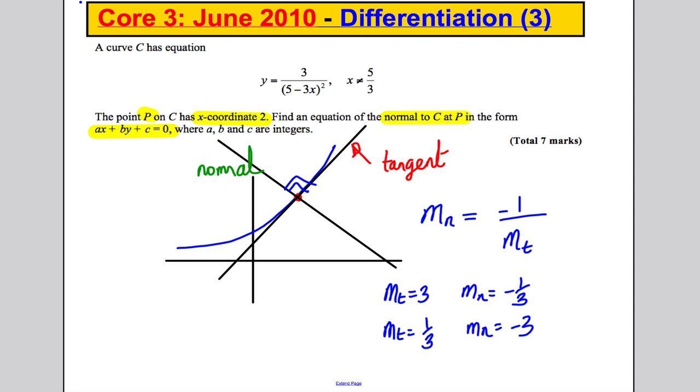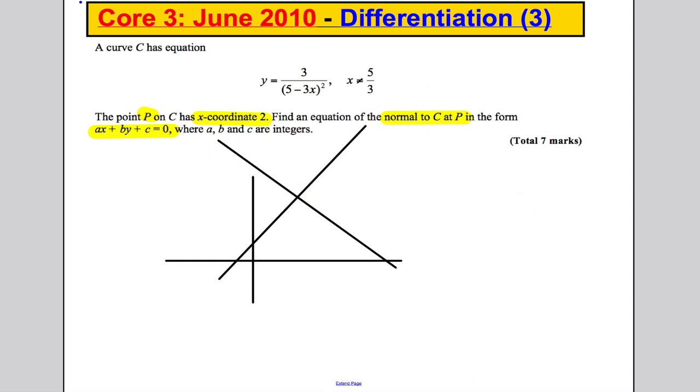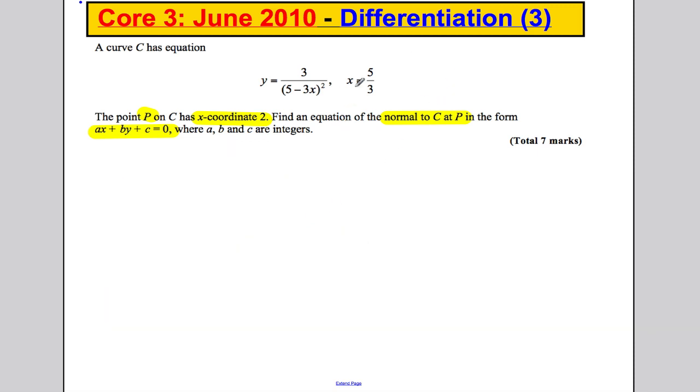Okay, so with these questions about finding normals, you go about it the same way as you would about finding the equation of a tangent, except for at the end, instead of using the gradient of the tangent, you use the negative reciprocal of that, which gives you the gradient of the normal. Okay, let's go ahead and do this.